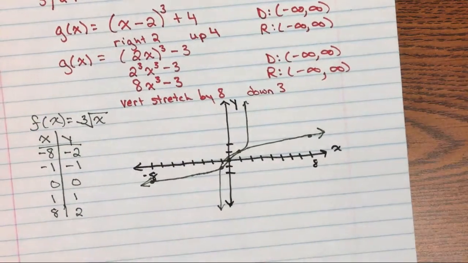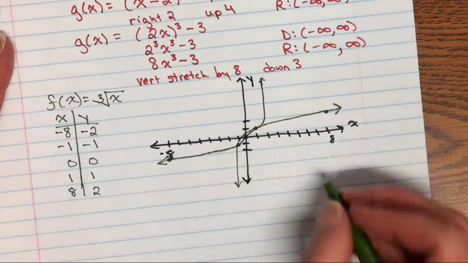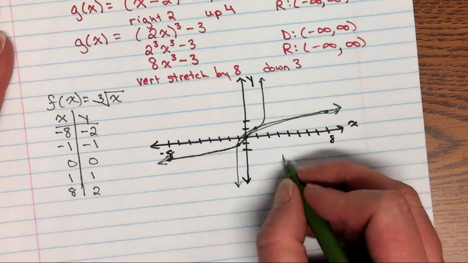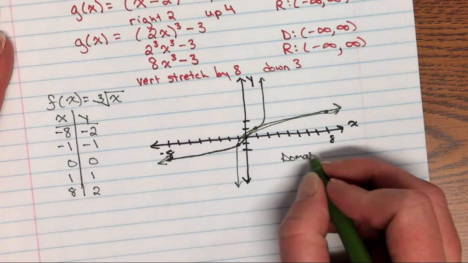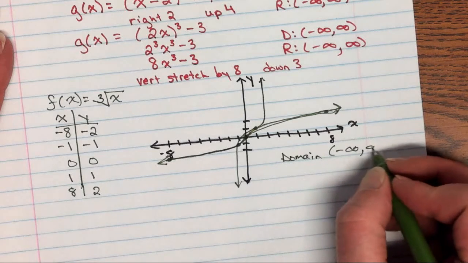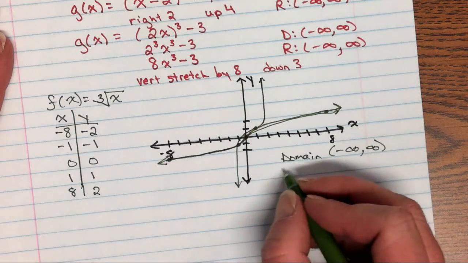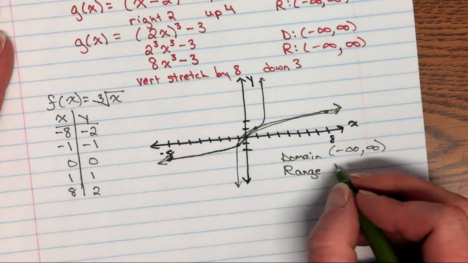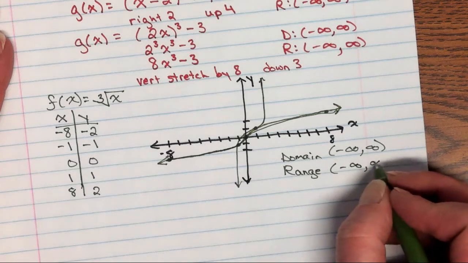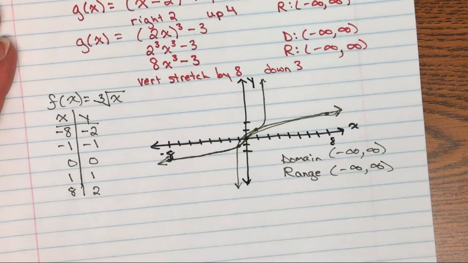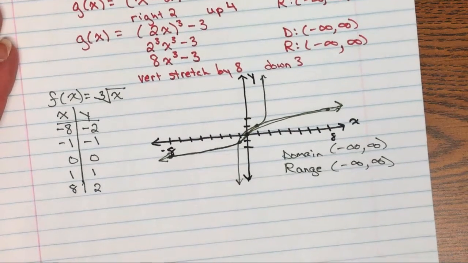So let's do our domain and range. The domain of this cube root function, well, it's going all the way that way, going all the way that way, negative infinity to infinity. The range of that function, guess what? Negative infinity to infinity. You're going to love cube roots because they do work really nicely together.